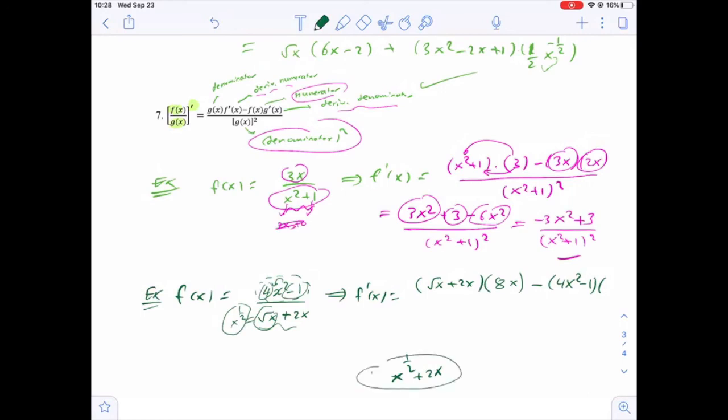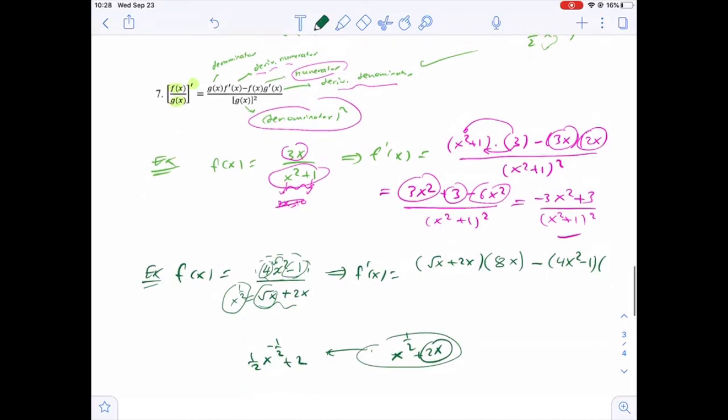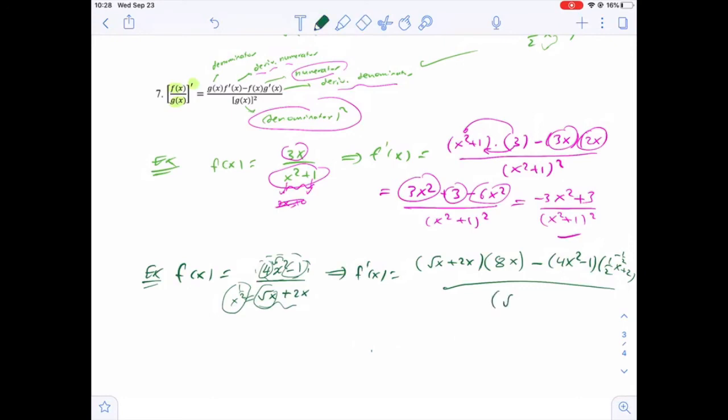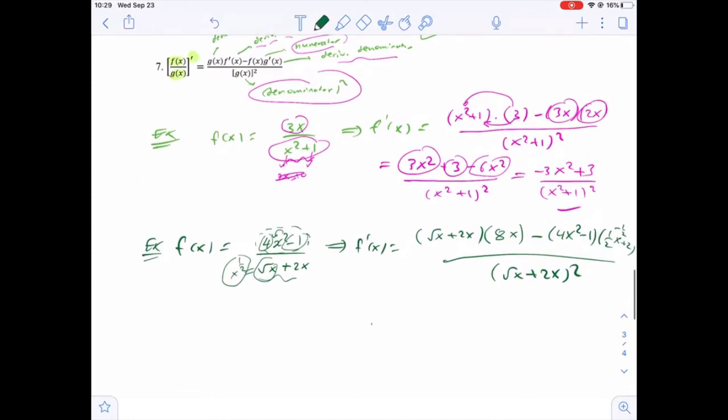So what is derivative of the denominator? Derivative of the first term is 1/2 x to the power negative 1/2, plus derivative of 2x is just 2, because 2 times x, derivative of x is 1, 1 times 2 is 2. So we can write it here: 1/2 x to negative 1/2 plus 2, all divided by the denominator squared. The denominator is square root x plus 2x all squared. And here we don't want to simplify. We can simplify if we decide, but we don't need to.